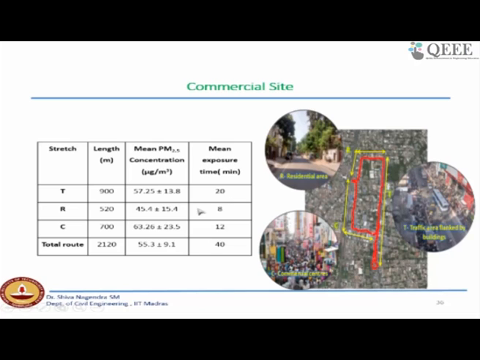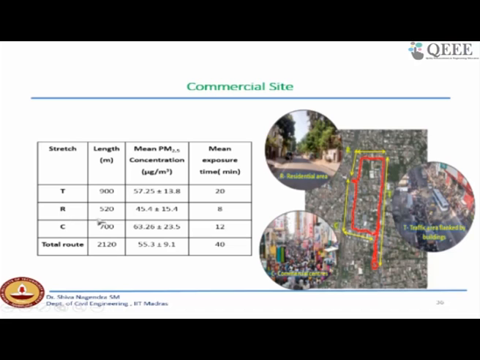We did the measurements again at 3 different time periods: morning, afternoon and evening. This gives an average concentration, and you notice that the traffic side has a concentration of 60 microgram per meter cube with a standard deviation of about 13 microgram per meter cube. The mean exposure time is about 20 minutes, which is the time the experimenter took walking from one location to the other in that site.